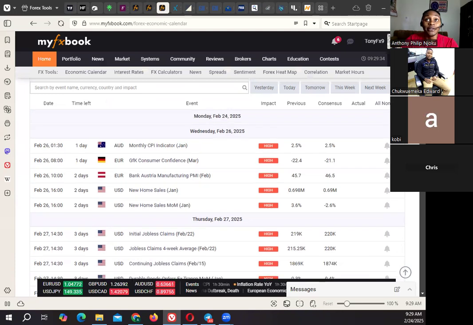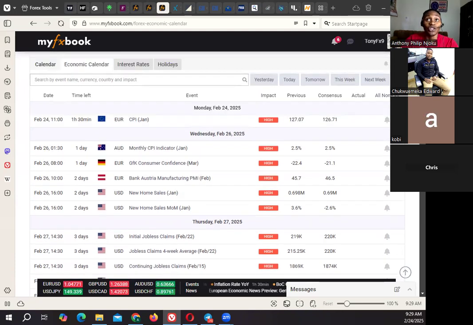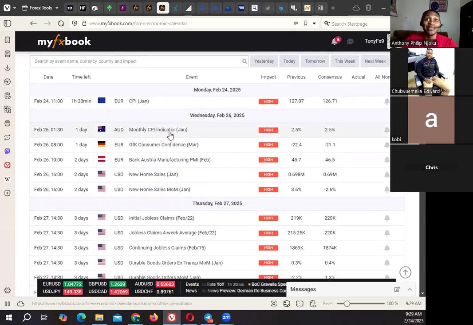Then on Wednesday, no news, no impact news for Tuesday. On Wednesday, we have the monthly CPI indicator for AUD. It has to do with CPI, January for the Australian dollar. Over here, they're saying it is 2.5%. They're expecting it to be 2.5%. If you get anything higher than 2.5%, it is good for AUD. But if you get anything lower than 2.5%, it is bad for AUD.